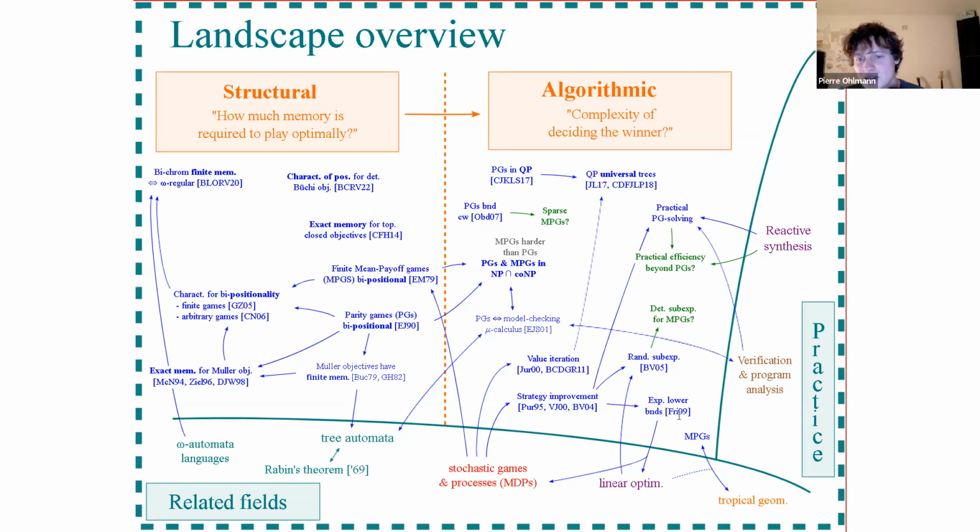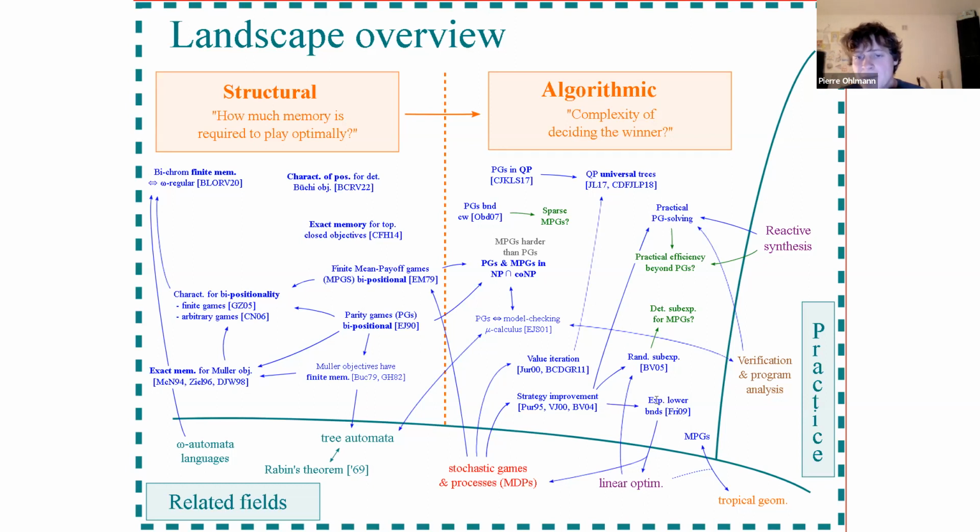And then in 2009, Friedman came up with a lower bound for strategy improvement that states that actually this algorithm does not run in p-time in general. This was a big breakthrough, and it's a complicated, difficult construction. Then this was again declined in many different ways to get exponential lower bounds for simplex pivoting rules in linear optimization. So this is an outcome of parity games, which is quite surprising.